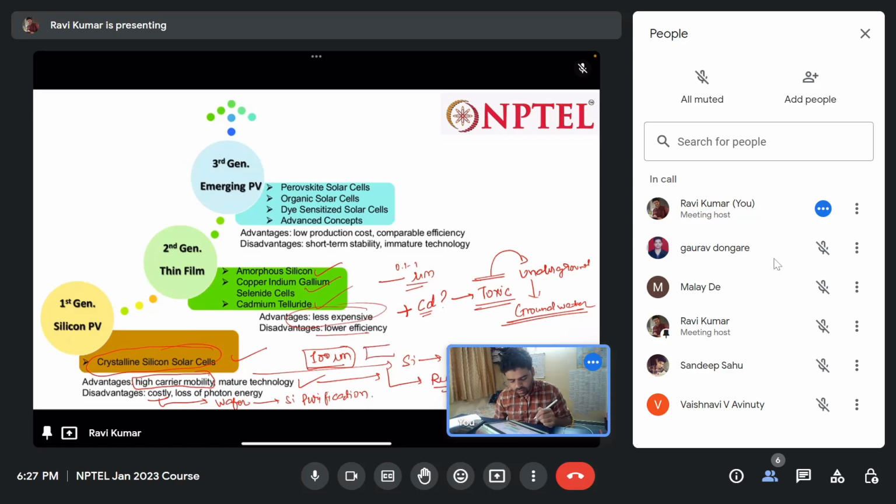And third generation, mostly it is in the lab only, and they are having low production cost, comparable efficiency, but they are not stable. And also it is an immature technology. What is the meaning of mature technology and immature technology? Here we are seeing silicon is mature technology, but this is immature technology. What is the difference? What do you think about this?